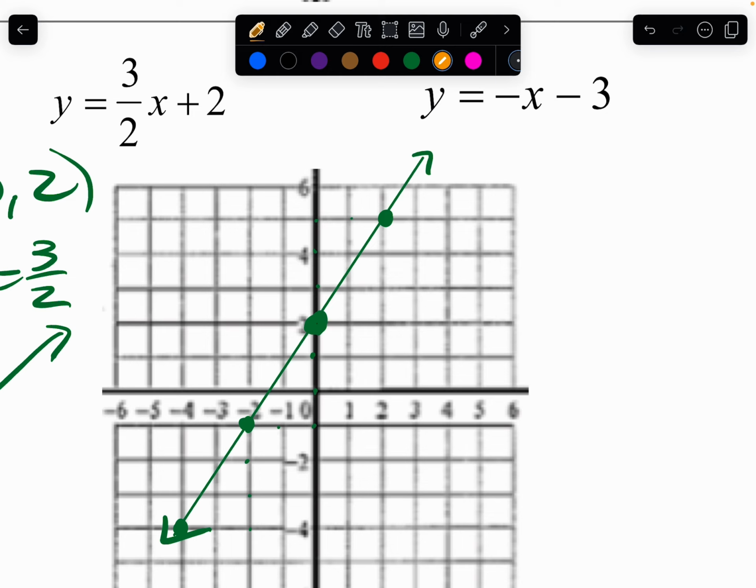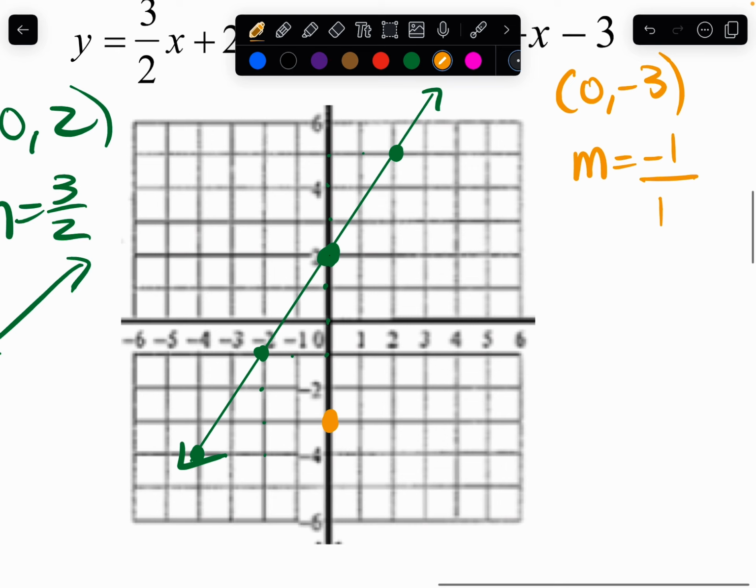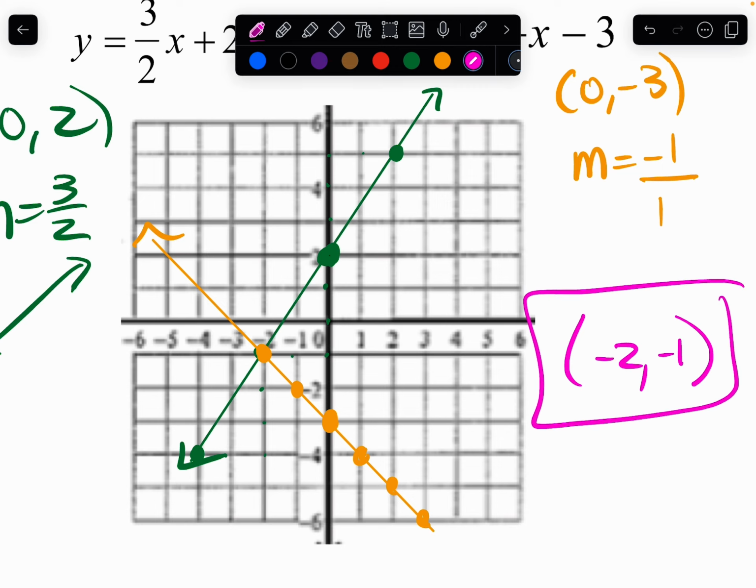So then over here I have the point (0, -3), and I plot that point. I have the slope of -1, which is -1 over 1. So we could go down, but in this instance we probably ought to go up to know when they're going to run into each other. And it ends up that they run into each other at the point (-2, -1), and so that is your solution.